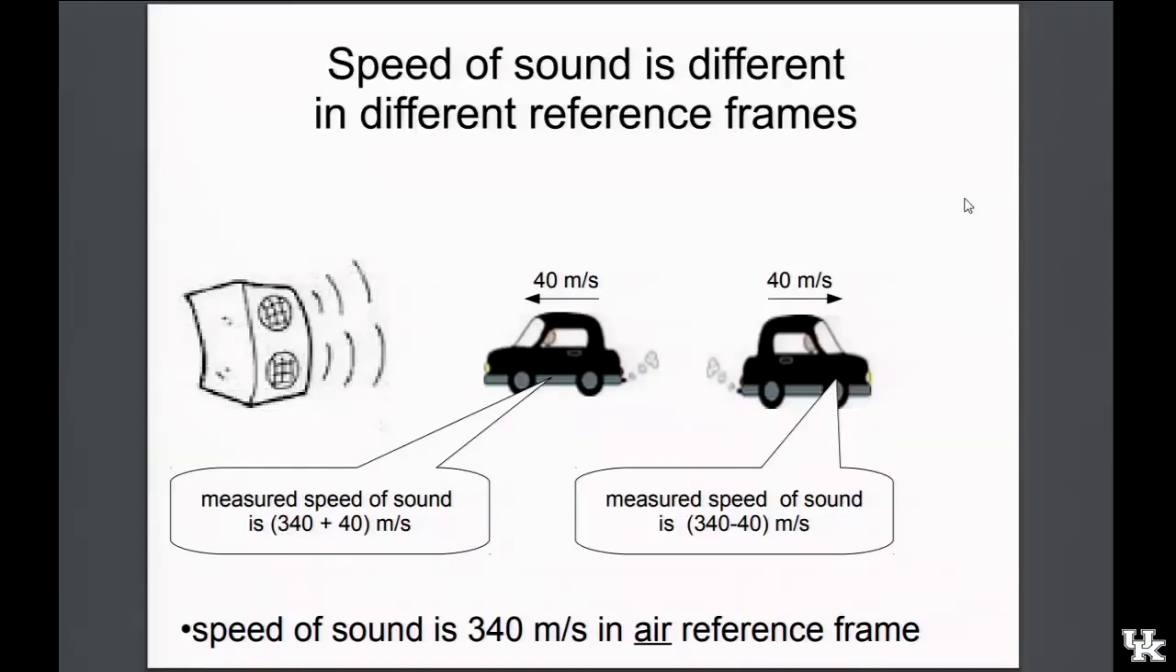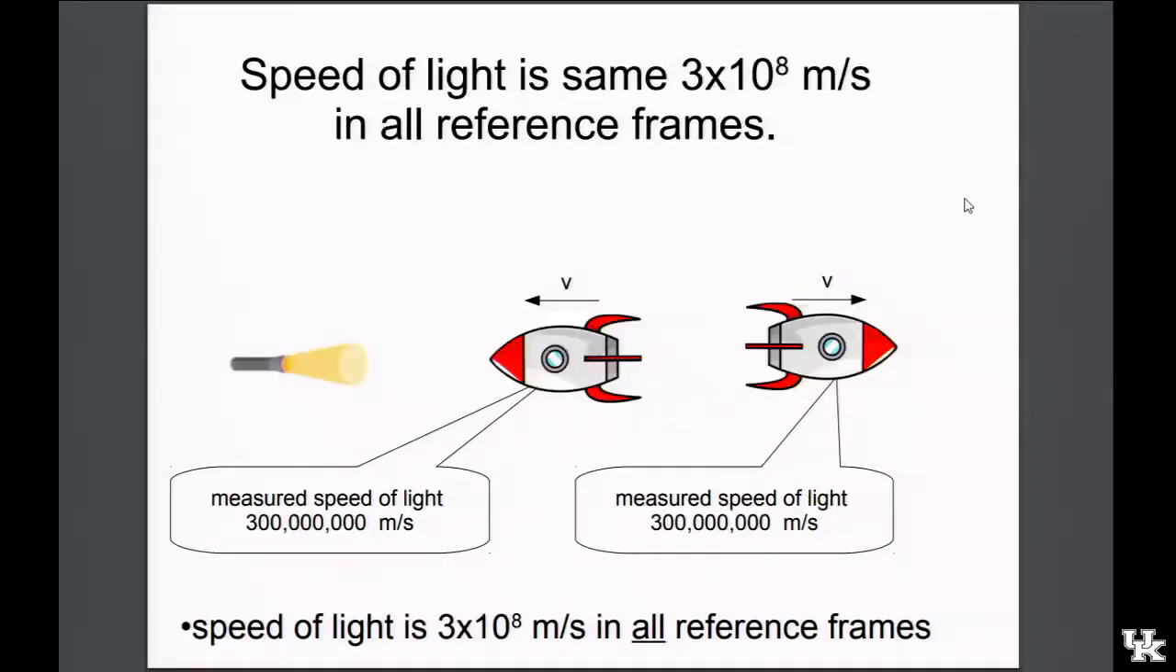But it seems that light is quite unlike that, because for light, whether we race towards the source of light in our rocket ship or race away from the source of light in our rocket ship, we see the same speed of the light ray. It's always 3 times 10 to the 8 meters per second.